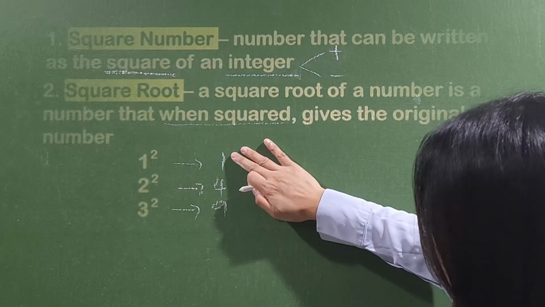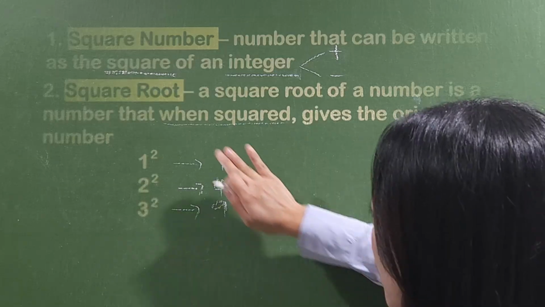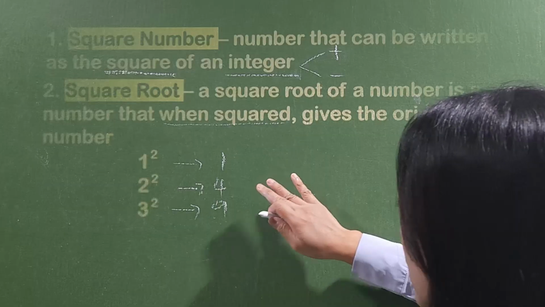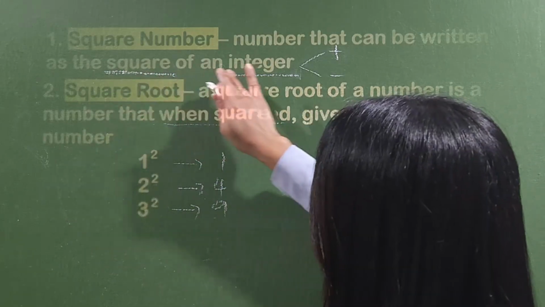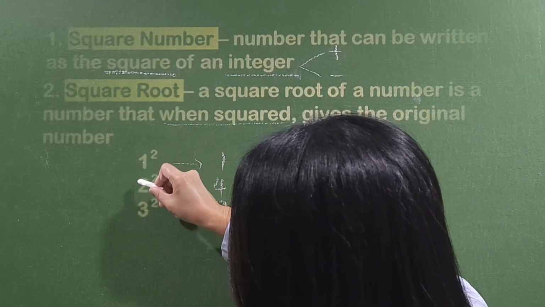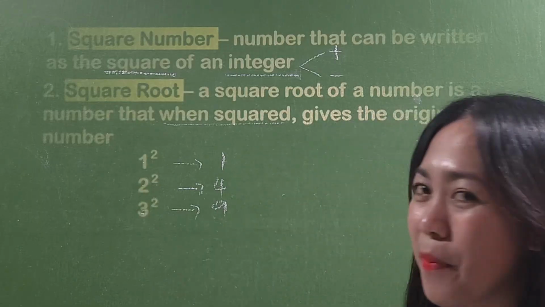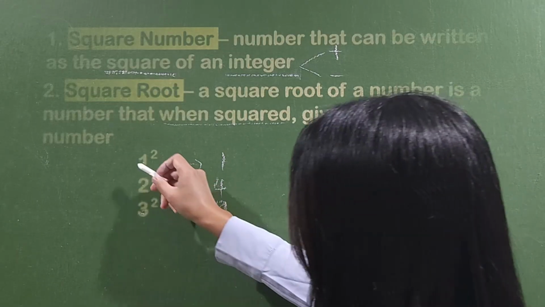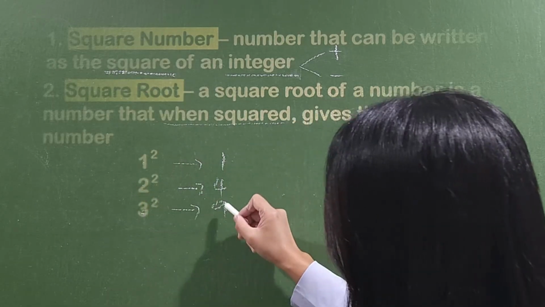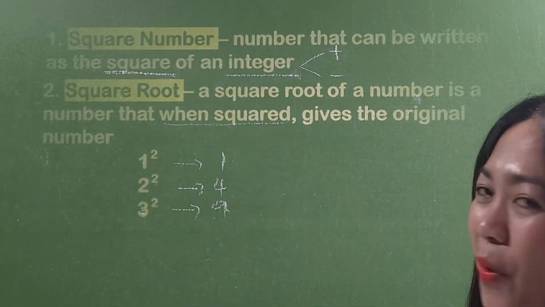These numbers 1, 4, 9 are examples of square numbers or perfect squares. It's because if we square that integer, that positive or negative number, that refers to 1, 2, and 3, then it will give us these square numbers or perfect squares. 1 times 1 is 1. 2 times 2 is 4. 3 times 3 is 9. So these are perfect squares or square numbers.